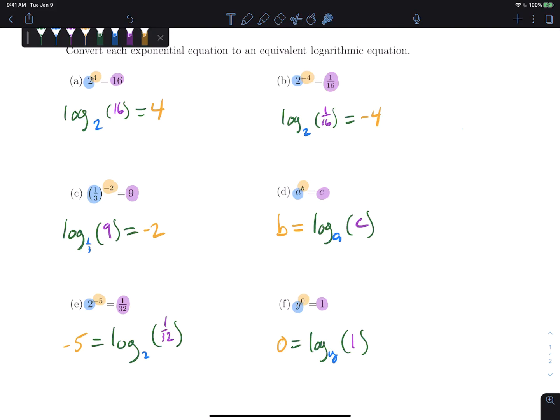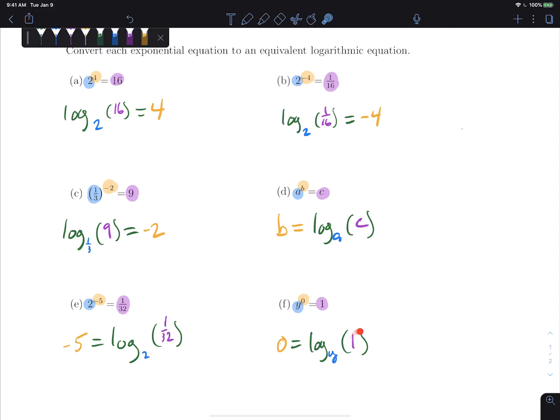Now, I do want to talk about a couple of things here. Notice that when your base and the argument are either both greater than 1 or both less than 1, you're going to get a positive value here. So 2 is greater than 1, 16 is greater than 1, so you get a positive value. 2 and 1/16: 2 is greater than 1, but 1/16 is less than 1. You have opposites, so you get a negative. Down here, 1/3 is less than 1, 9 is greater than 1. You have opposites, so you get a negative. Same thing down here. Greater than 1, less than 1, you get a negative.